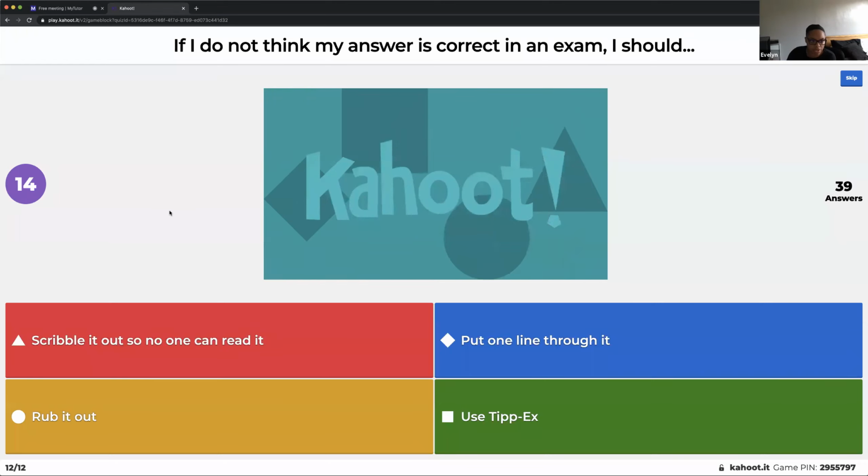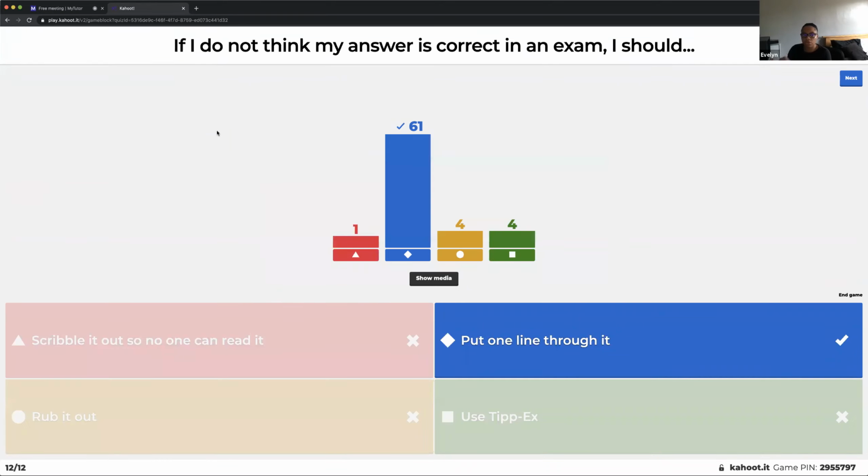Right, let's see how many more questions I can answer. Right, someone asked, are old papers like the 2015 ones good practice? Yes, they are. The only thing is the specification has changed. So again, when you are doing those questions, make sure you know what you need to know for your exams. So only do it if you know what you need to know.